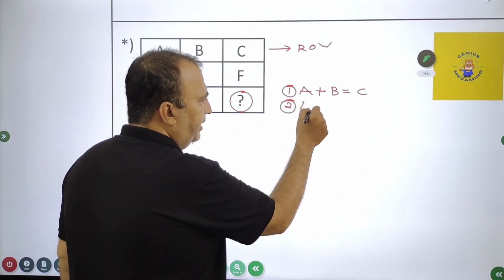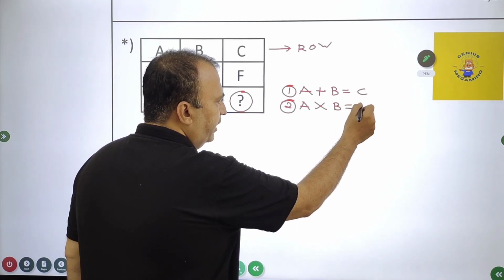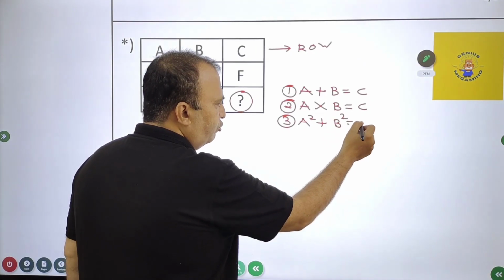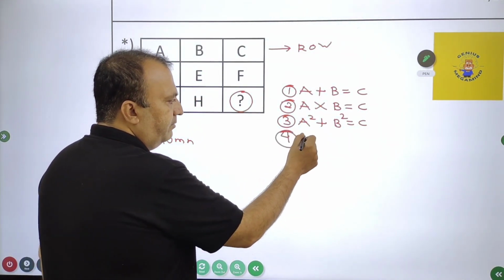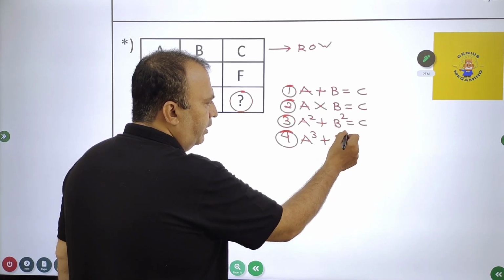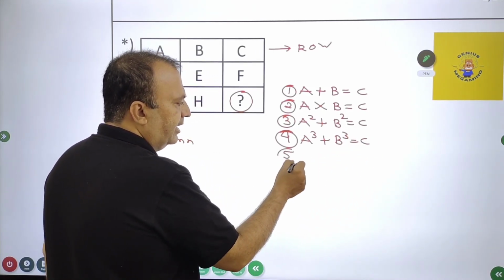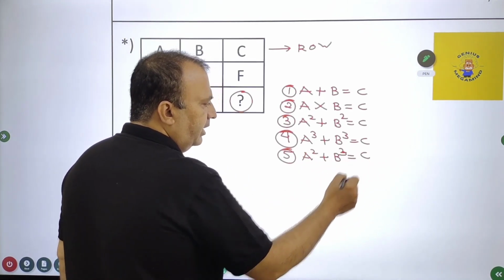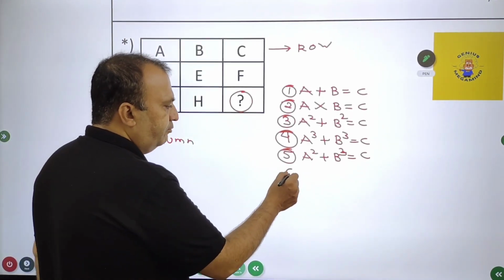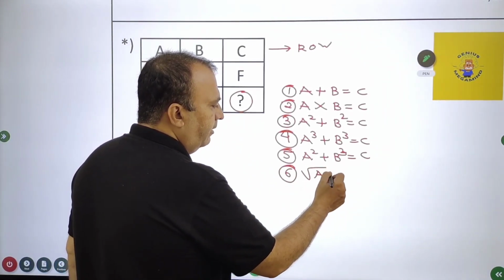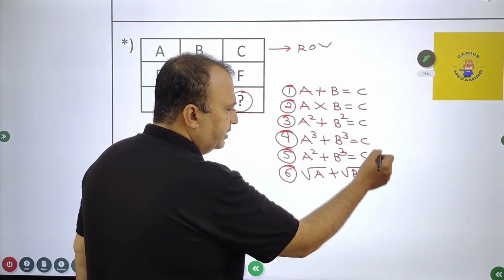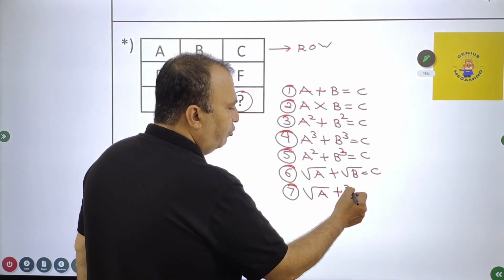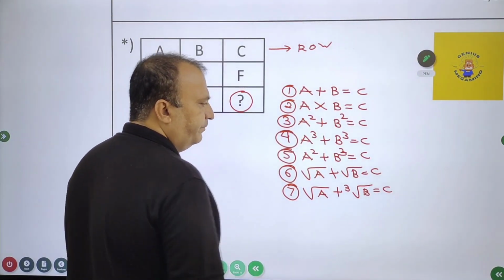So it can be A plus B is equal to C. The second thing can be A into B is equal to C. The third thing can be A square plus B square is equal to C. The fourth thing can be A cube plus B cube is equal to C. Or my friends, at times it can be A square plus B cube is equal to C. Also, the next way I can deal with the question is under root A plus under root B is equal to C. Then the seventh important thing is that square root of A and cube root of B will come out to be C.